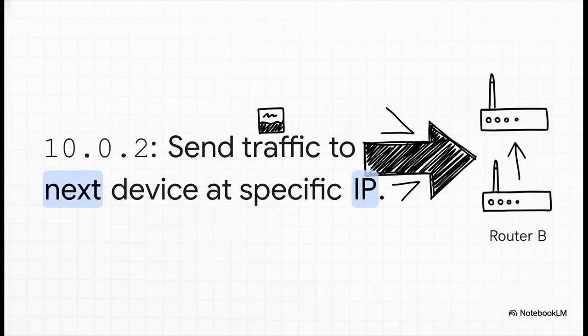And finally, this last part. This single IP address is probably the most critical piece of the whole command. We call it the next hop. It tells router A, look, to get to that faraway network, all you have to do is forward the packet to the device at this specific address. In our case, that's the address of router B. It's the very next step on the journey.